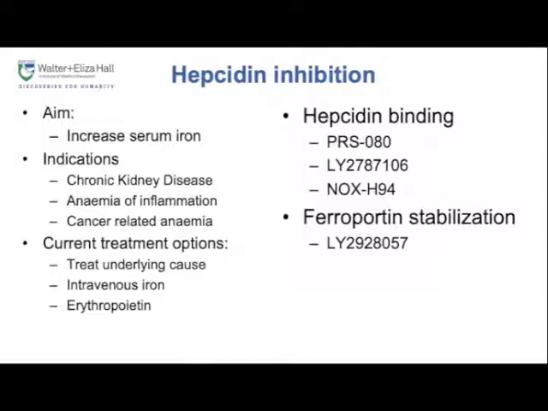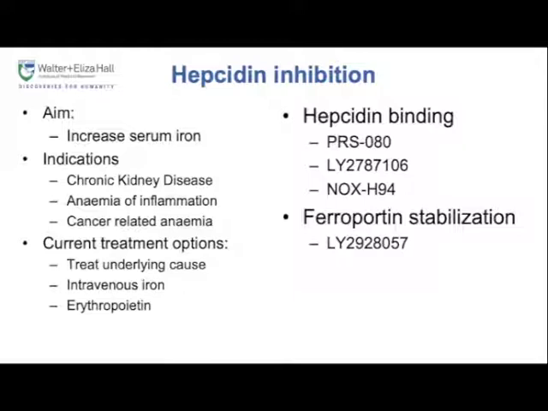If you want to block hepcidin, you might do this if you're trying to treat complex diseases that look like iron deficiency anemia. And here what you're trying to do is increase serum iron. So it's been tried a lot in patients with chronic kidney disease, anemia of inflammation, and chronic and cancer-related anemia. Here the treatment options at the moment are to treat the underlying cause, give iron, or give EPO. But there are some drugs coming that will work, we think, in this space, and they're just sort of coming now.